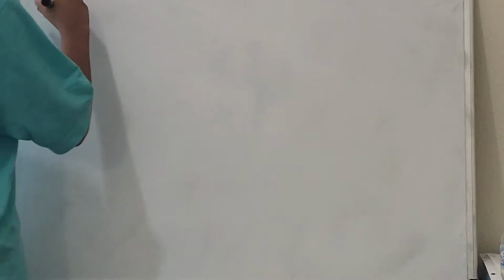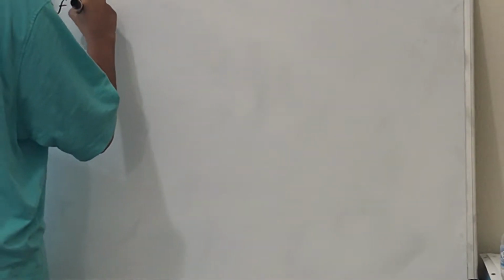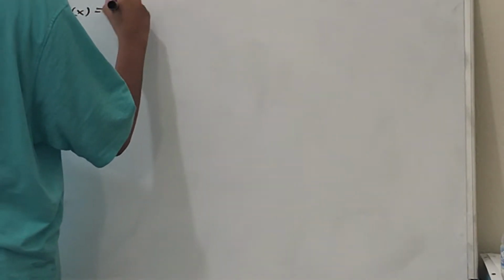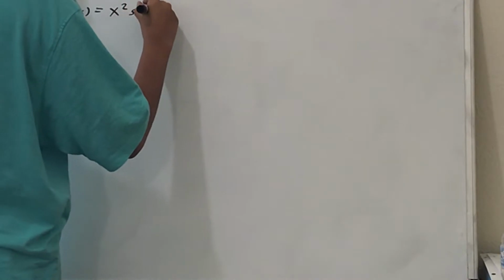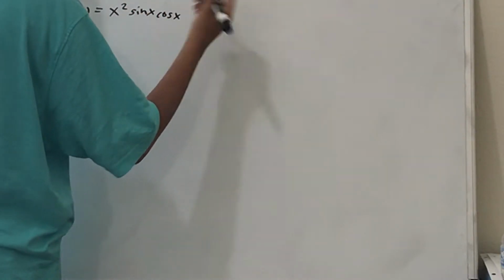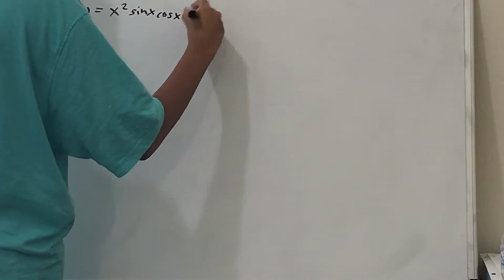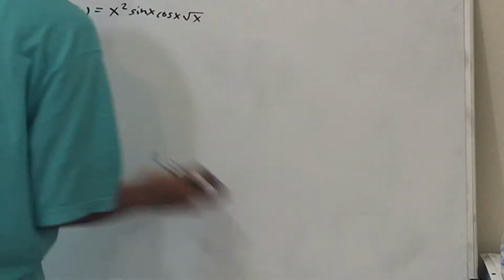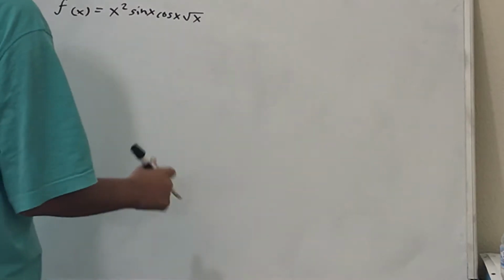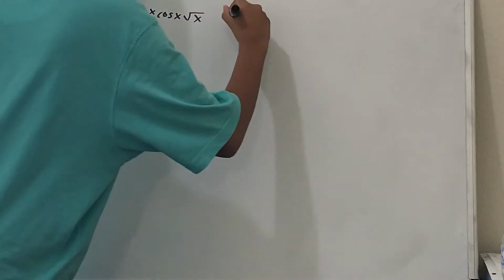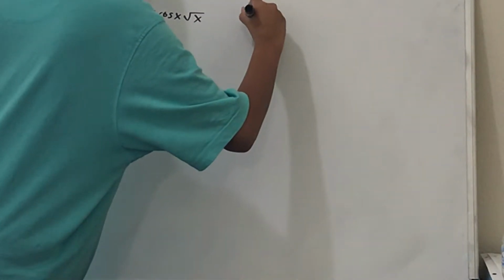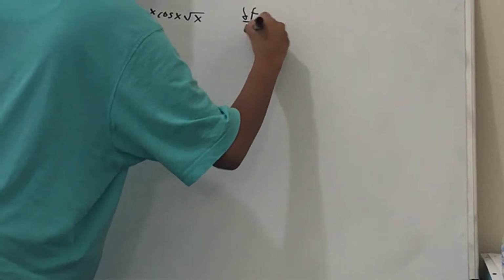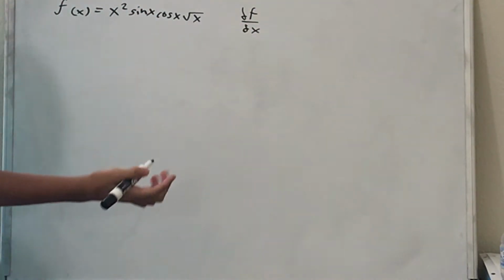Okay, so let's say you have a function f of x is equal to x squared sine x cosine x square root of x, right? So we have a very large product of a bunch of things being multiplied together, and we want f prime of x, or the derivative, right here.